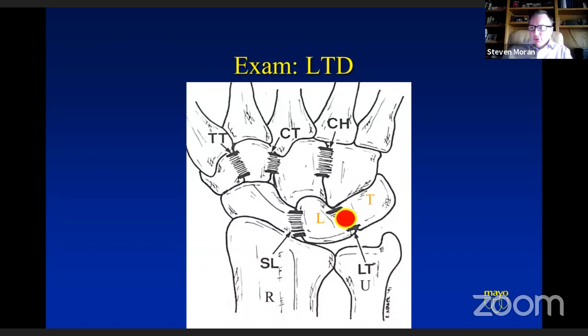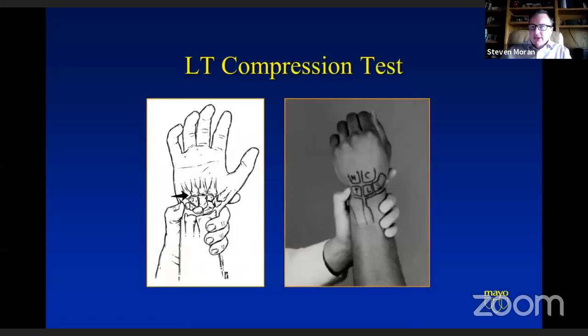I think this is the one area that I also have made several mistakes in, in not moving to the second floor of my exam, as Dr. Jindal was saying. Palpation directly over the lunate and the triquetrum can pick up the very rare cases of lunotriquetral instability. And to differentiate TFCC injuries from lunotriquetral instabilities, I rely on three different tests.